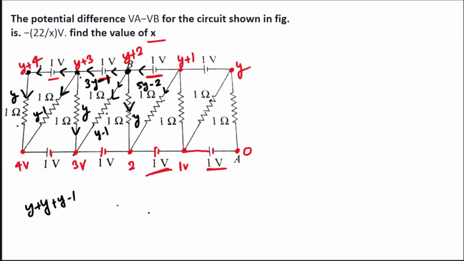Again this is y minus 1 and this is y. Okay? So the current coming over here will be equal to how much? That will be 7y minus 3. So this is 7y minus 3, and again this current will be y minus 1, and this current is y. Okay, so the current distribution we have done.